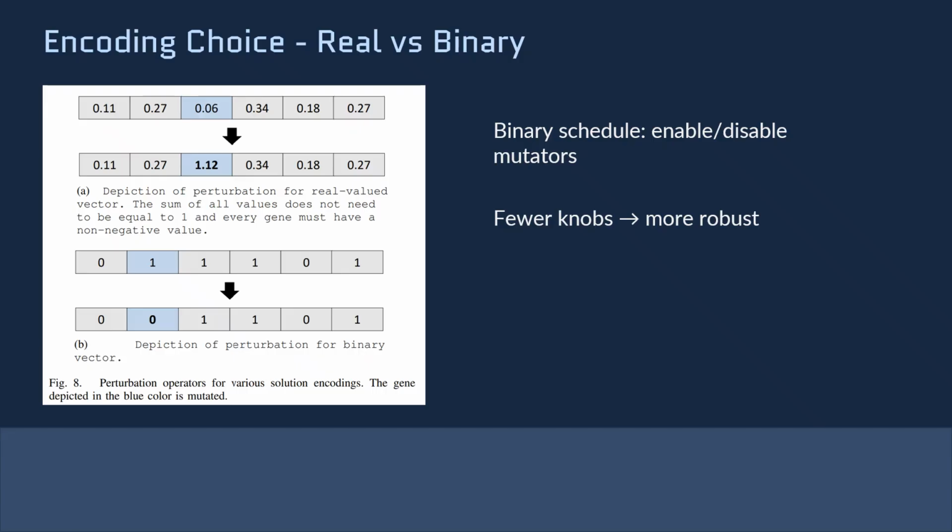So what exactly do you lose by doing binary? You just lose some flexibility and nuance in weighing the different mutators. So you can't really say, oh, let's use mutator A 30% and mutator B 12%. It's more like we're either using this mutator or we're not using this mutator. So you lose some of the flexibility, but it's much simpler, much more robust, and easier to understand what's happening.